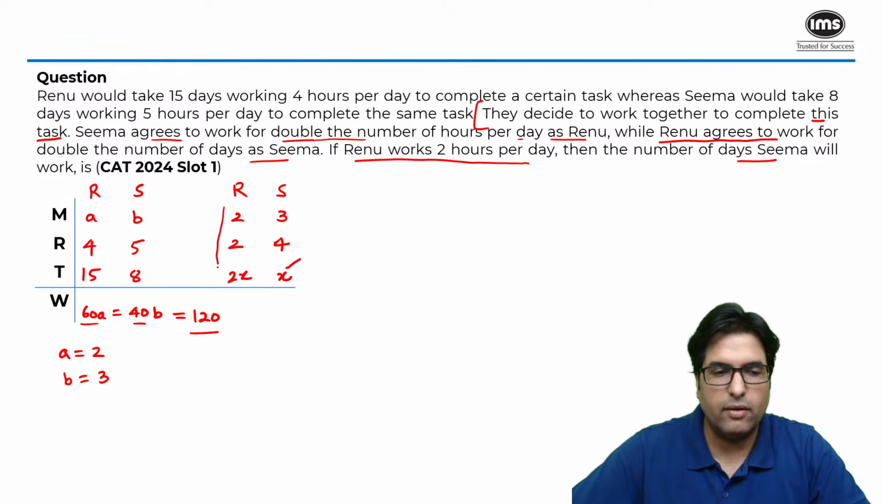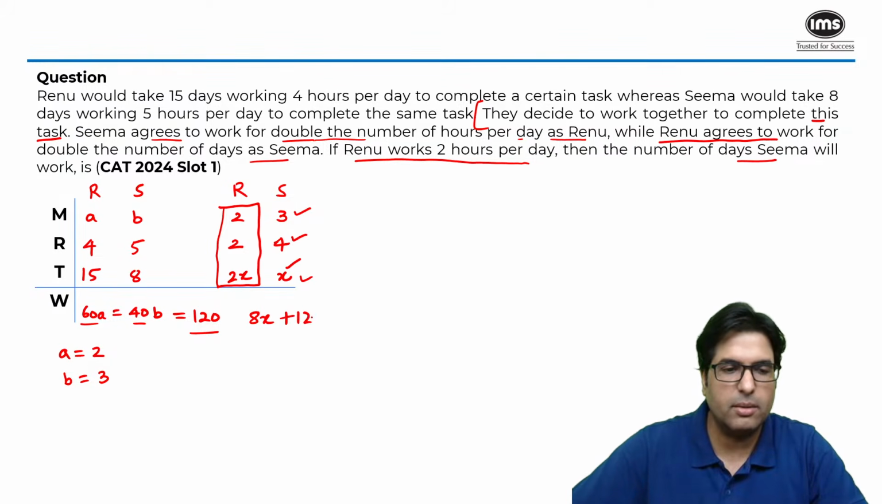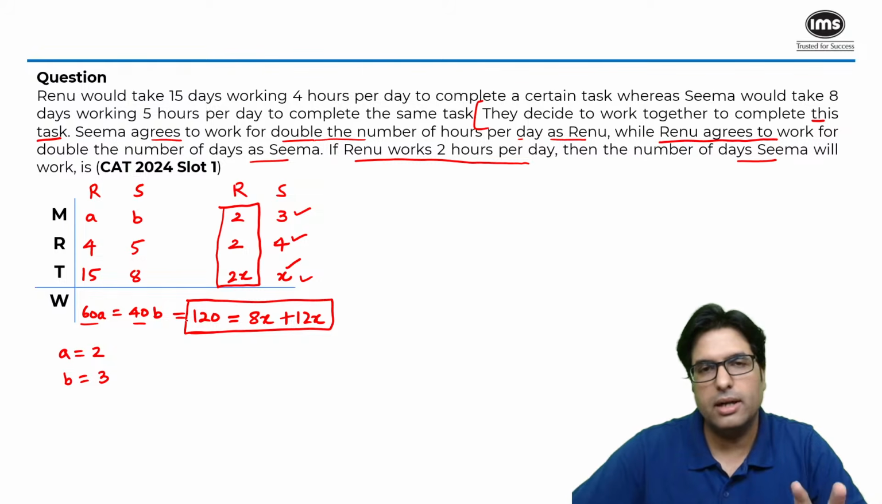If we calculate the work done by Renu, we can multiply this. So 2 into 2, 4 into 2, 8x. 8x is the work done by Renu. And if we multiply for Seema, 3 4s are 12 into x. 12x is the work done by Seema. Why have I added them? Because they are working together and this work is equal to 120 units. That's our answer.